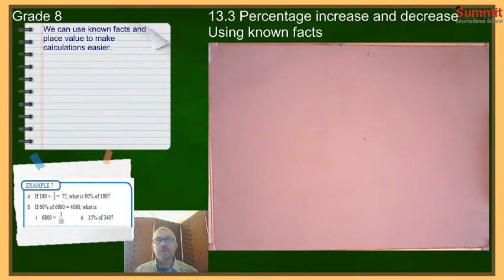Now, dear friends, today we are going to continue our subchapter, percentage increase and decrease. But today we are going to find the percentage using known facts. We can use the known facts and place value to make our calculation easy.